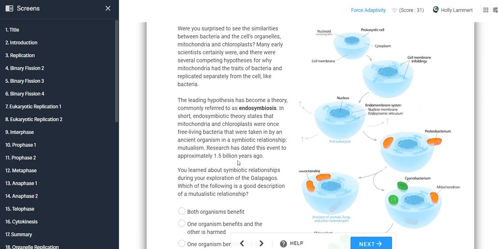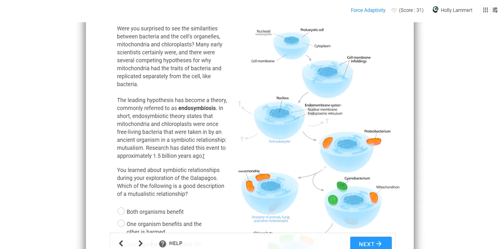In short, endosymbiotic theory states that mitochondria and chloroplasts were once free-living bacteria that were taken in by an ancient organism in a symbiotic relationship, which we learned about in our other lessons, called mutualism. Research has dated this event to approximately 1.5 billion years ago. You learned about symbiotic relationships during your exploration in the Galapagos.